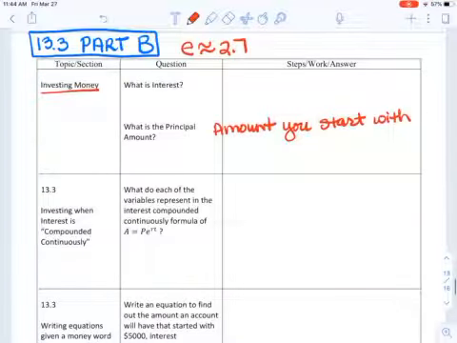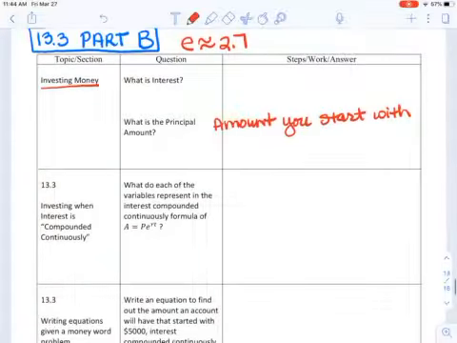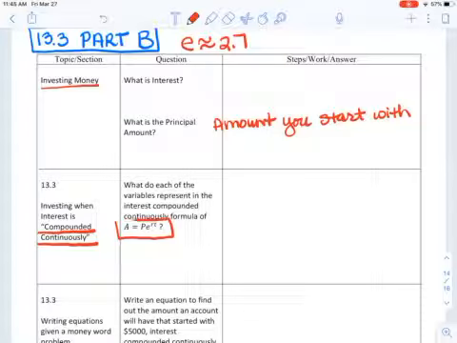In 13.4, we're also going to be looking at some compounding interest, and there are various ways that you can do it. So the one we're going to work with today is specifically if it's compounded continuously, and if it is compounded continuously, here is our formula.